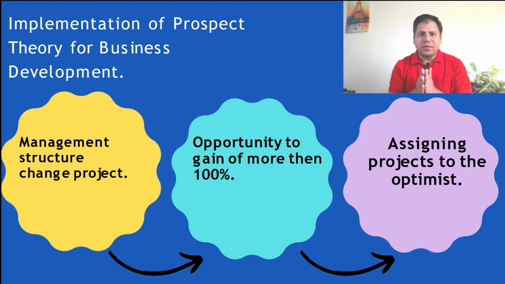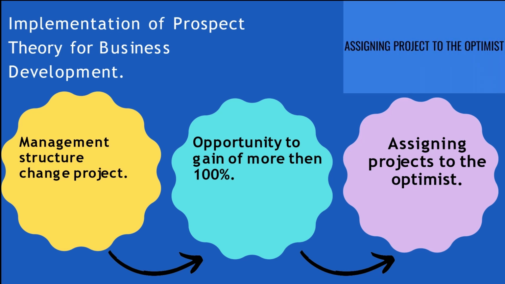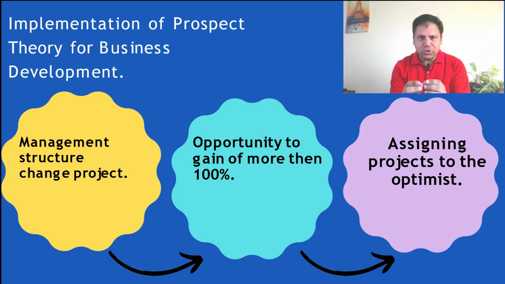The third part, and the most important part, is assigning projects to the optimist. Assigning a project to an optimist basically means that if the project is assigned to a pessimist leader or a pessimist person, the probability of success in that project will be less compared to giving that project to an optimist leader or optimist employee.